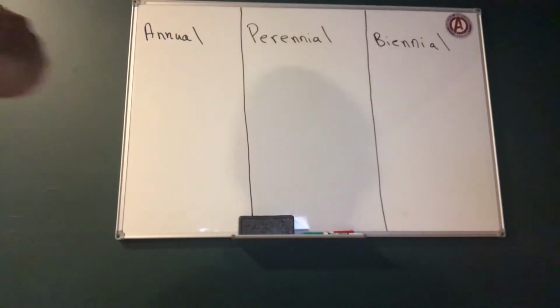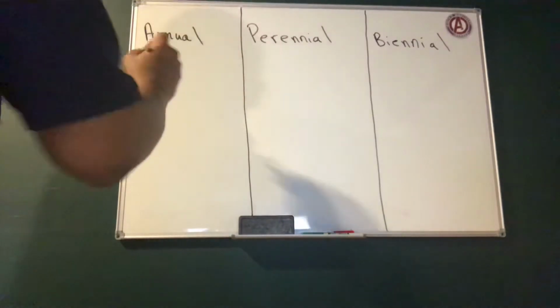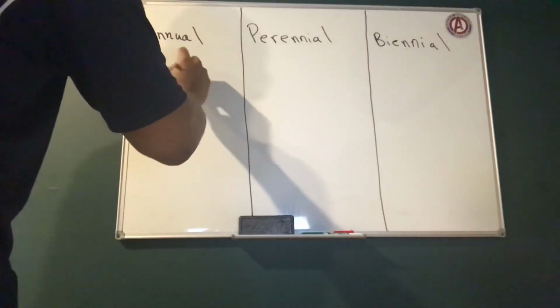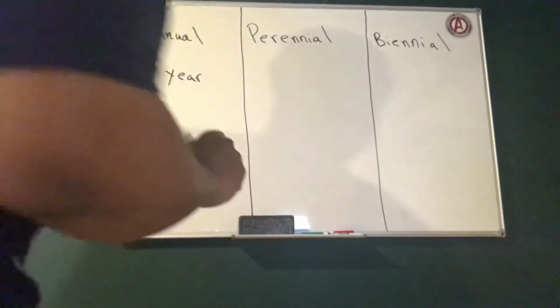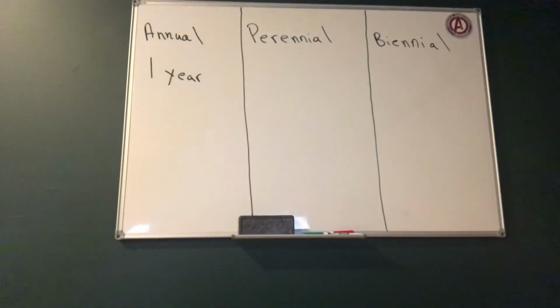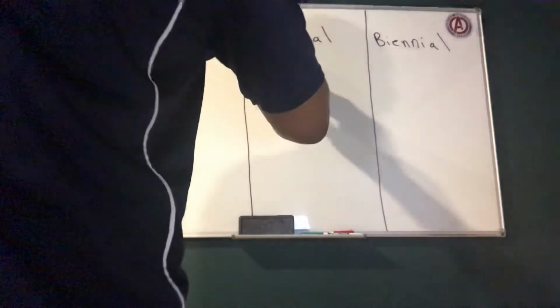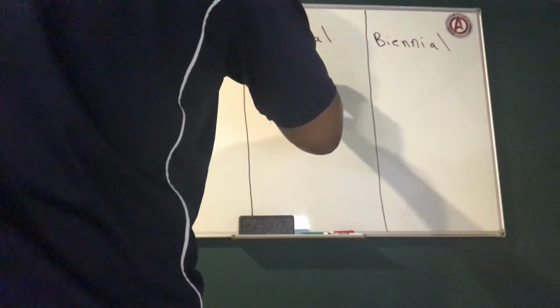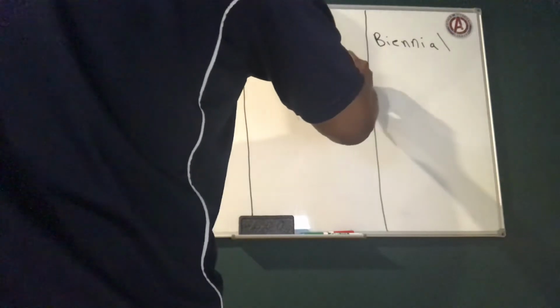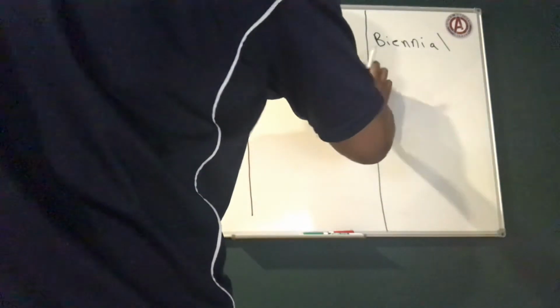Now, when we have the annual cycle, we're talking about a plant that has a life cycle that only lasts 1 year. When you think of annual, think of something you do annually. You have a birthday annually. It happens for 1 year. Perennial is something that happens over many years. So it's a perennial, it's over many years.